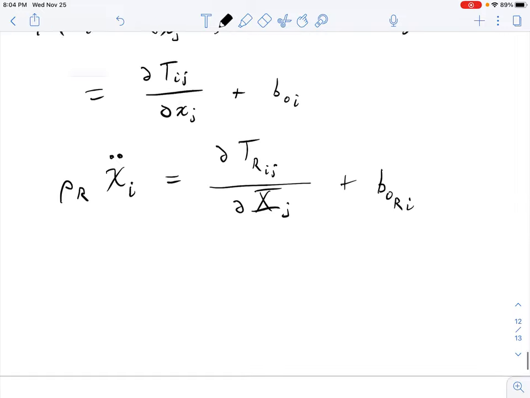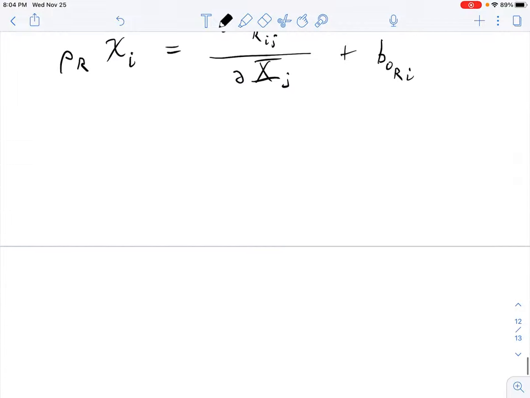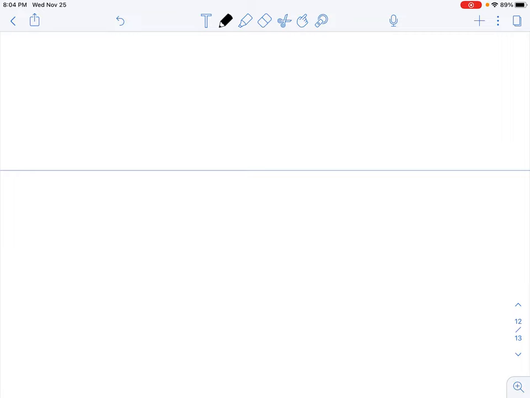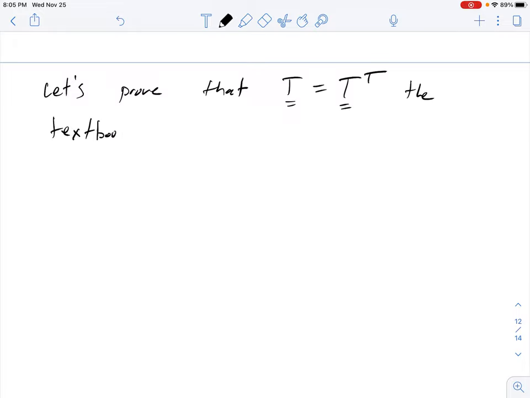And we're going to do that using a special case of what's called the principle of virtual work, or the principle of virtual power, as they call it, which is the same as the principle of virtual work, but a little more precise way of doing it, which I feel like I talked about earlier, actually. All right, let's prove that T, the Cauchy stress, is equal to T transpose, the textbook's way, using their special case of the principle of virtual power applied to a rigid velocity field.